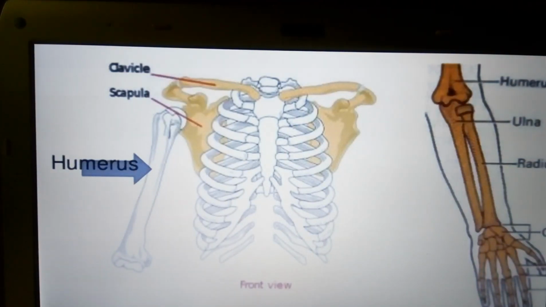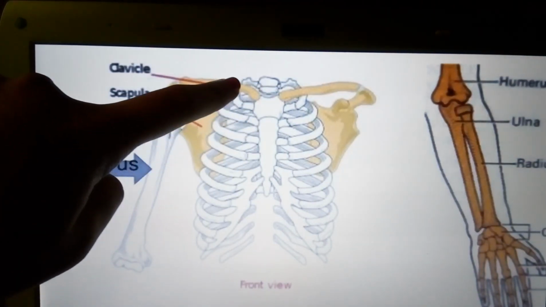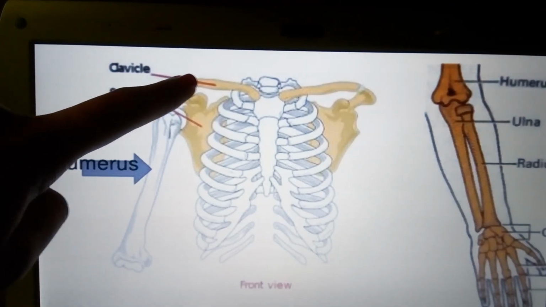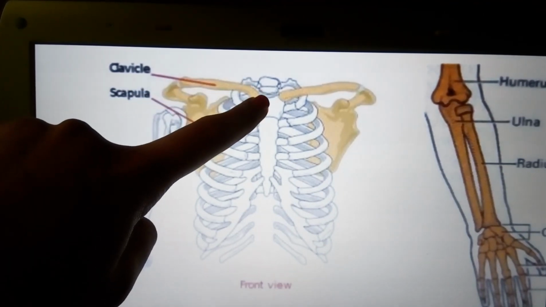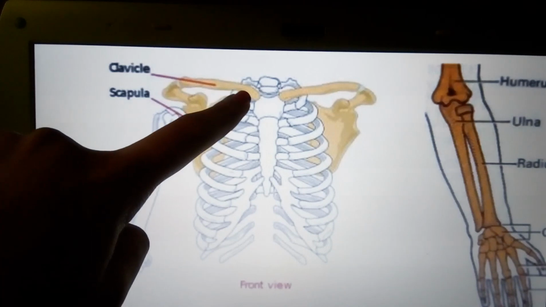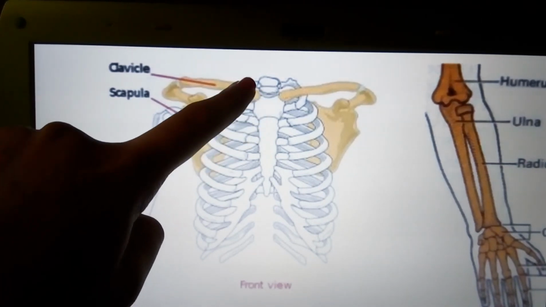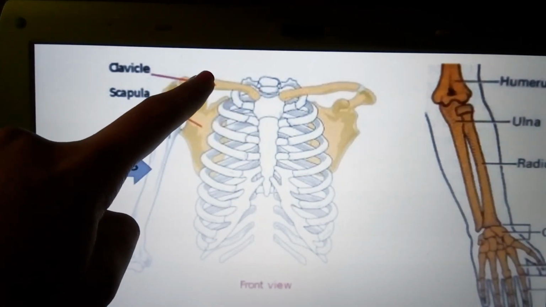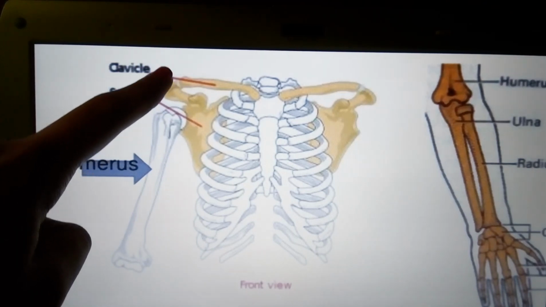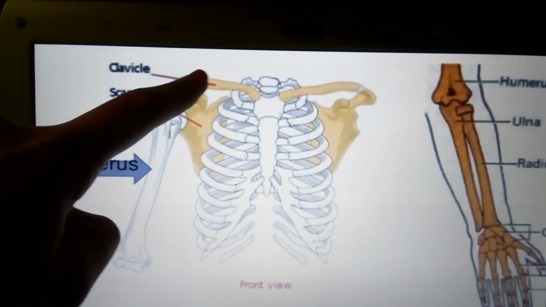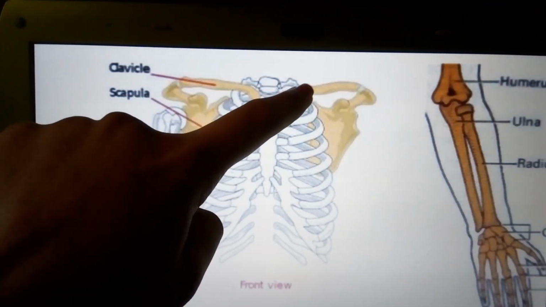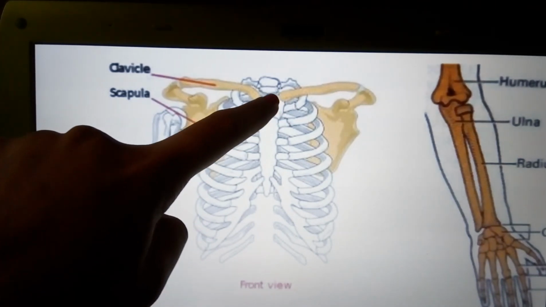So what are the important landmarks? Here we have a horizontal bone called the clavicle. This clavicle has a medial end and a lateral end. The medial end articulates with the sternum to form the sternoclavicular joint, and the lateral end articulates with the acromion of the scapula to form the acromioclavicular joint.